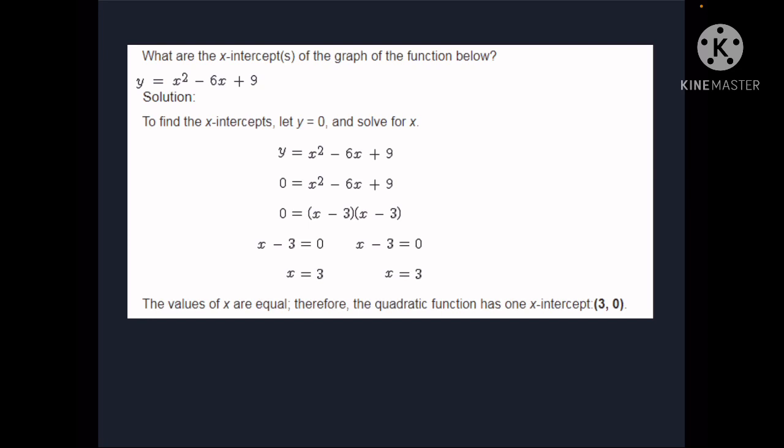Then we will make all the factors equal to 0. So it will be x minus 3 equals 0. Then x will be equal to 3. So we have the same value for both x-intercepts, which means that this equation has only one x-intercept, which is (3, 0).